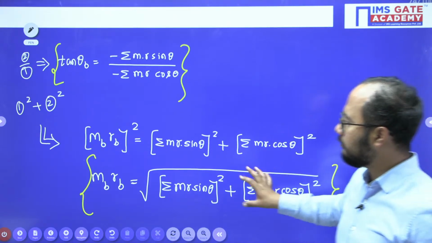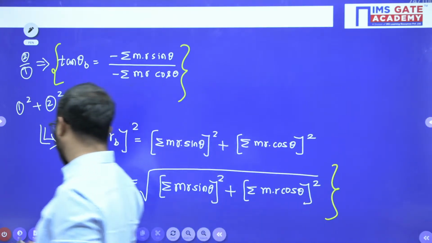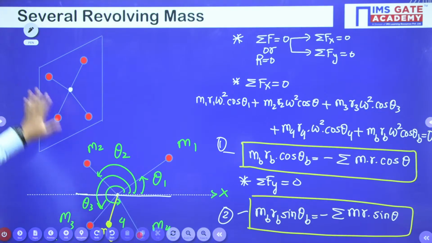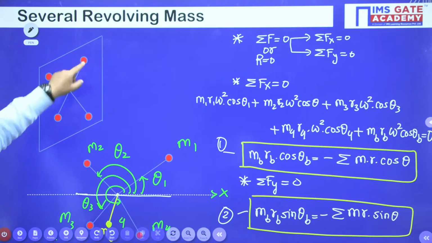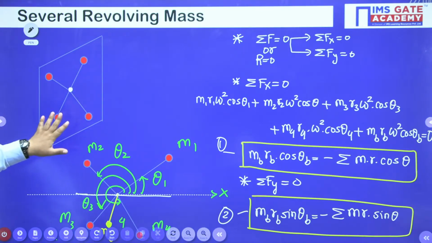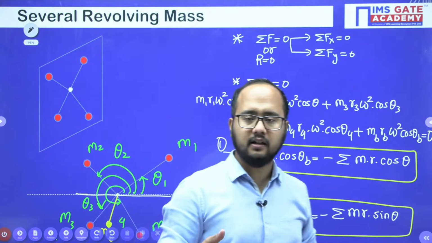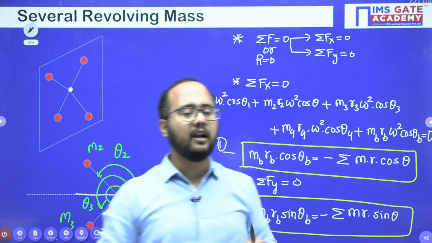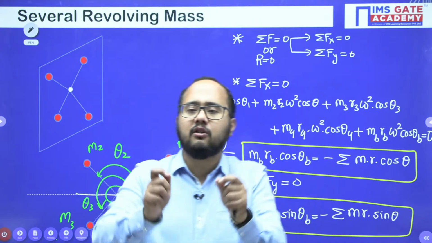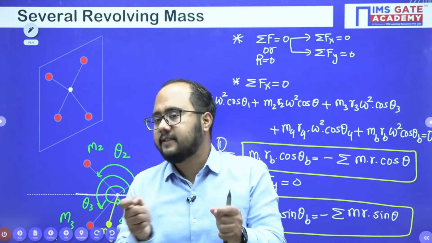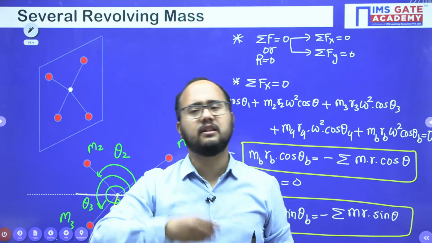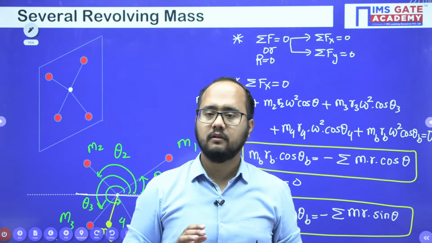So I hope the balancing concept is clear to everybody. Balancing of the rotating masses. Actually these are not the masses. In the rotor there will be a manufacturing defect. Because of that manufacturing defect, geometric center and mass center are not the same. If the mass center is at the axis of rotation, there will not be any disturbing force.